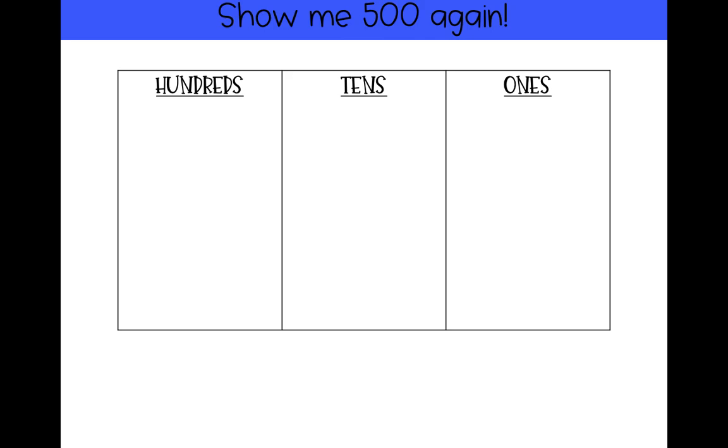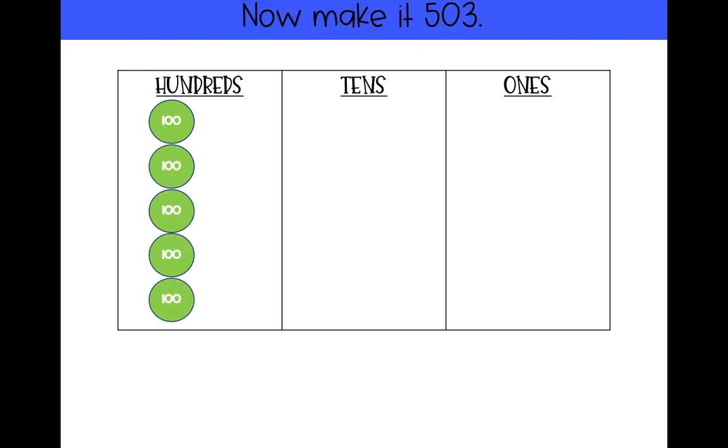Great job, friends. Let's show 500 again. How can we show 500 on our place value chart? By using 5 hundreds discs. Now let's make it 503. What do we need to draw to make 503? Very good, we need 3 ones. Now our place value chart shows 503.